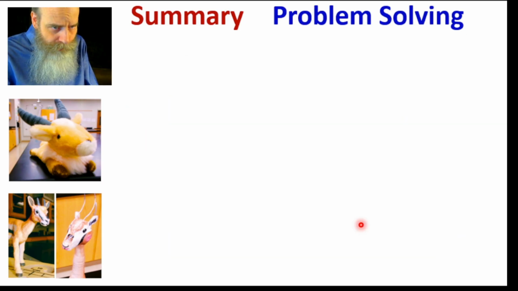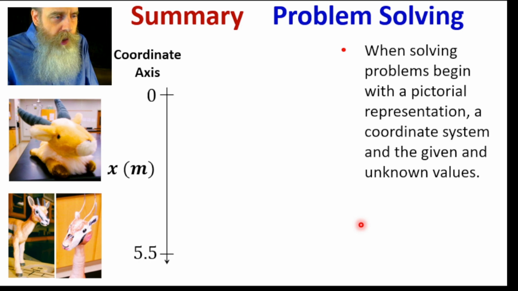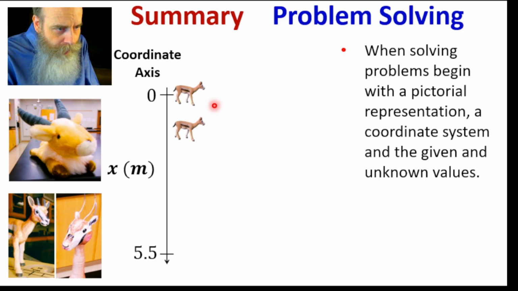Problem solving. When we solve problems in kinematics, it is very important to start with a pictorial representation, showing the coordinate system and all the given and unknown values. So in our problem of the falling Giselle, we drew the coordinate axis, the x-axis going downwards. She started up here at x equals 0. Then she fell and got to the ground at x equals 5.5 meters.